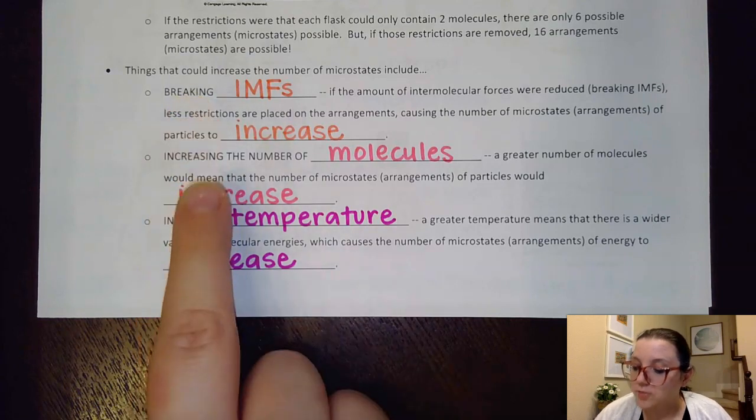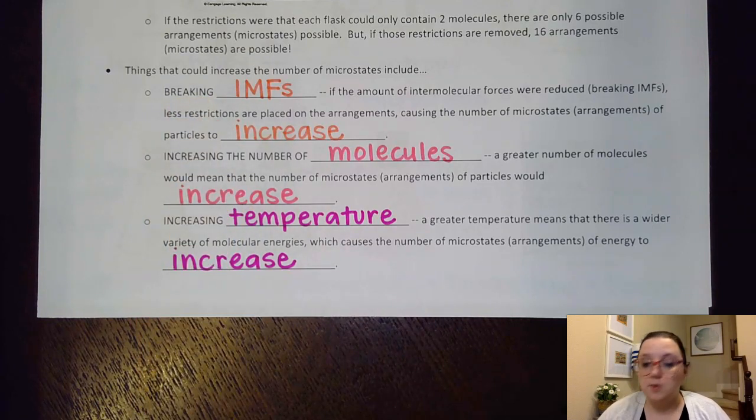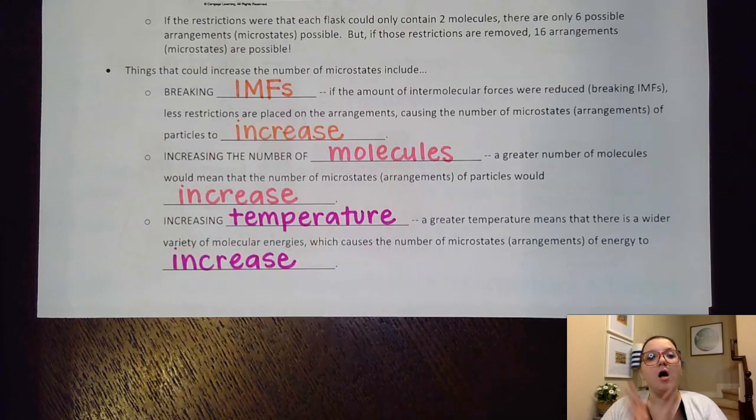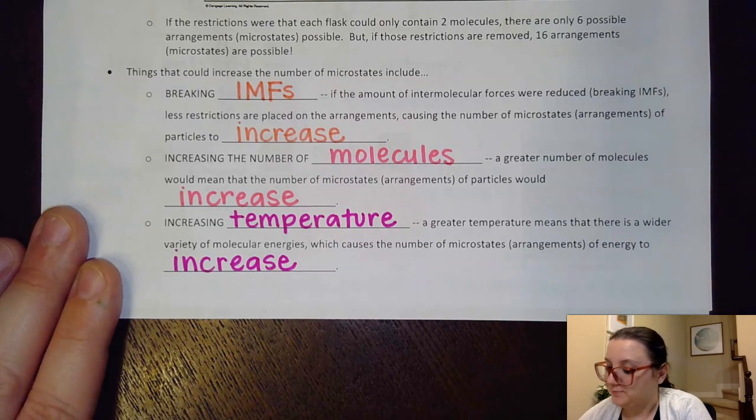Now, all three of these things that we talked about, breaking IMFs, increasing molecules, increasing temperature, all serve the goal of increasing our microstates. And if we increase our microstates, we increase our entropy. So with that said, let's go ahead and look at the next page.